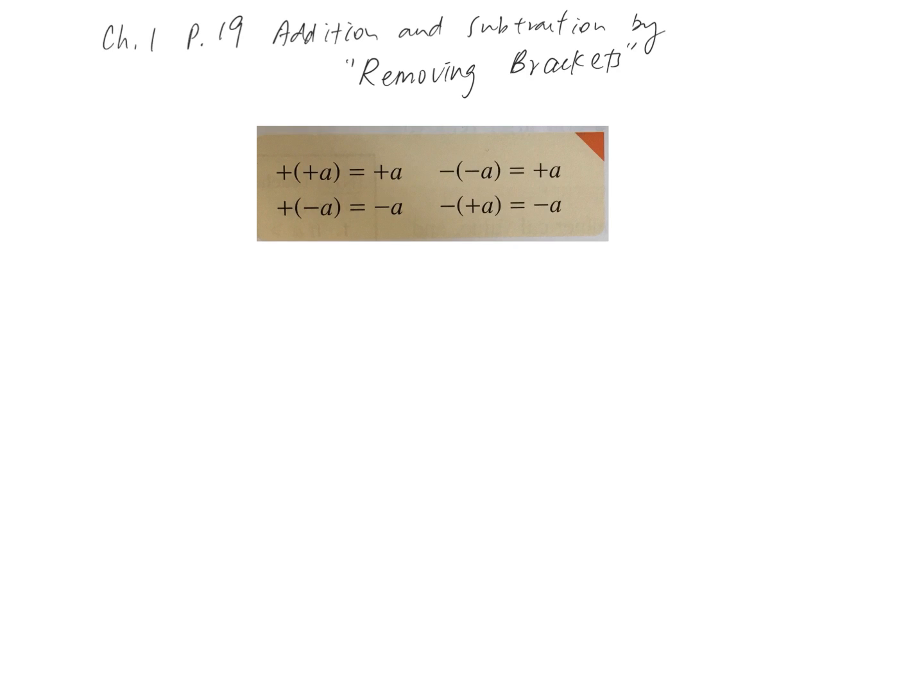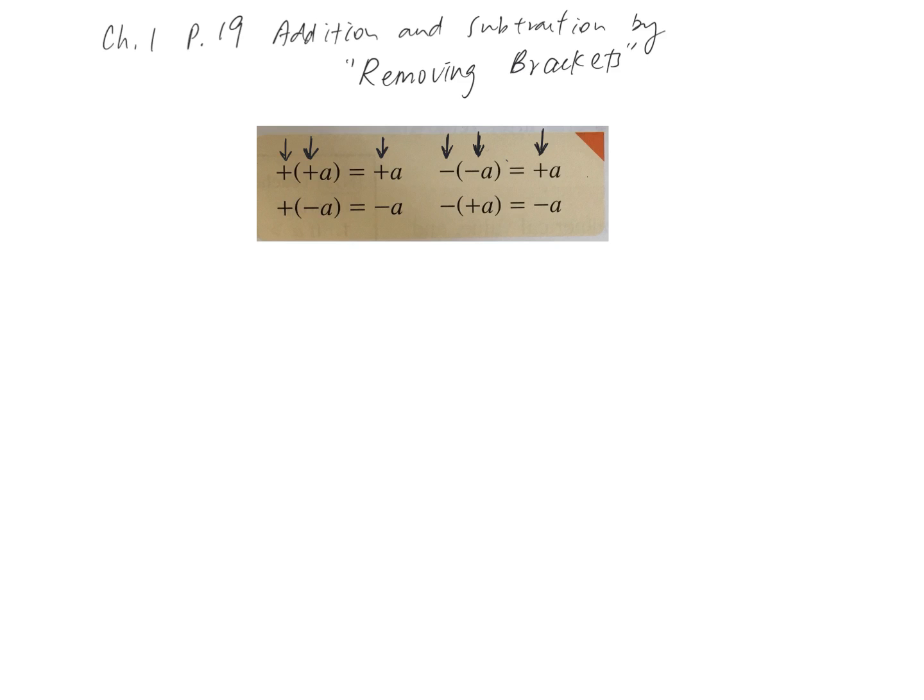Here we see a yellow box on page 19. The 4 rules are like this. So what does that mean? It means that if there is an addition sign in front of a bracket of a positive number, what will be resulted will be a positive. And so if there is a negative sign, a subtraction sign, in front of a negative number, we can remove the bracket by writing down positive as a result.